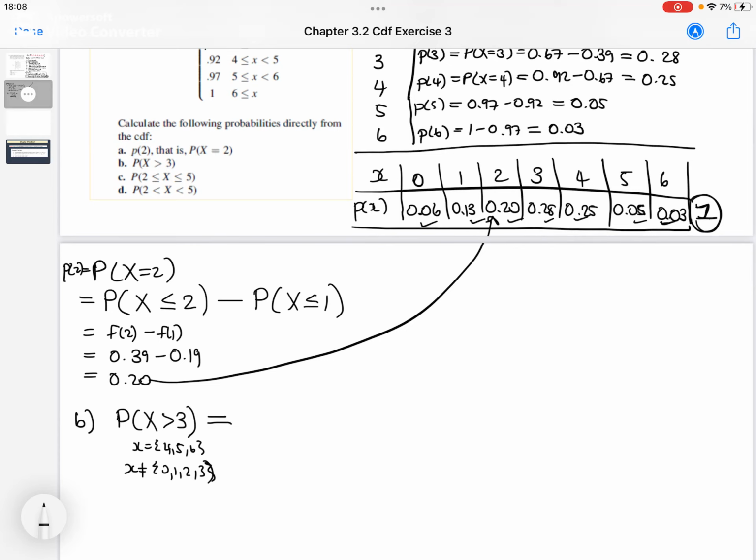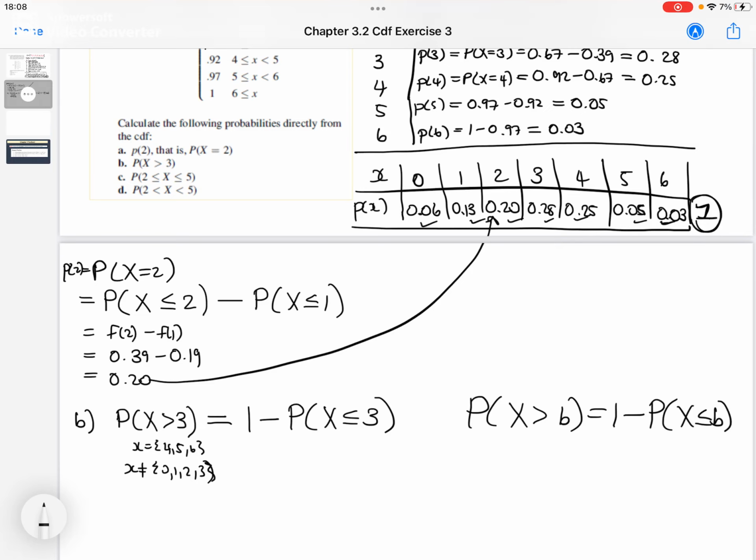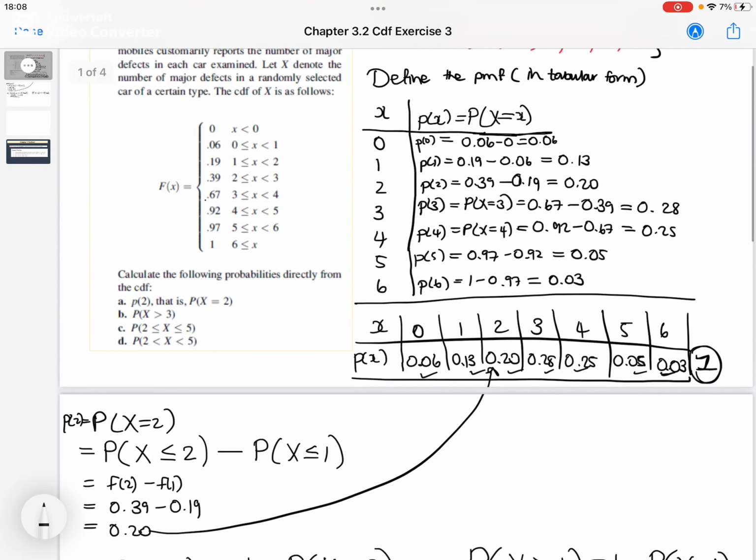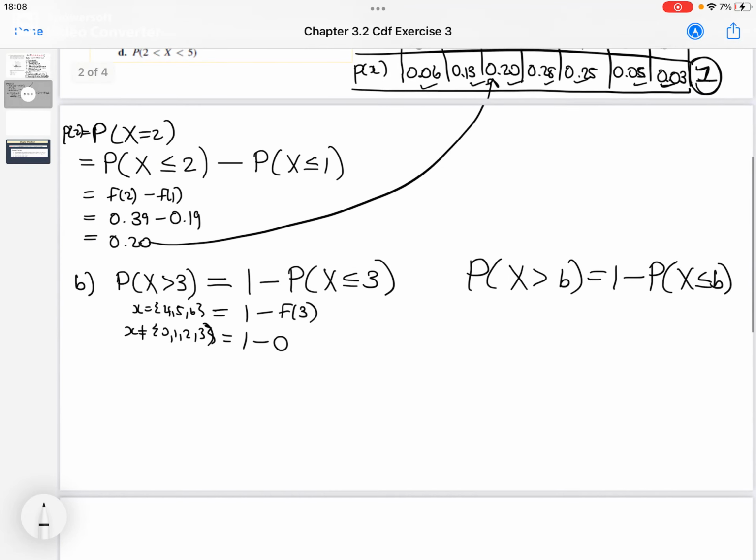And so we will say, notation-wise, using a CDF, the probability of x greater than 3 is equal to 1 minus the probability that x is less than or equal to 3. So excluding everything that's less than or equal to 3. All right? So in general, the probability that x is greater than b is equal to 1 minus the probability that x is less than or equal to b. Okay? So in this case, it's 1 minus F of 3. That is 1 minus, where is F of 3? So where's 3 included in your CDF? 3 is included in that row there. So F of 3 must be 0.67. 1 minus 0.67 is equal to 0.33.